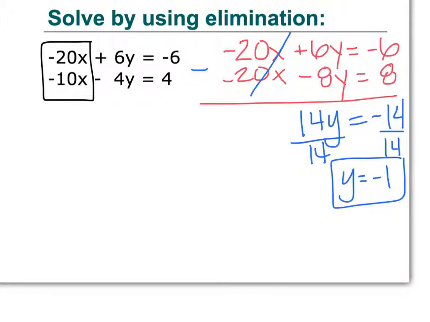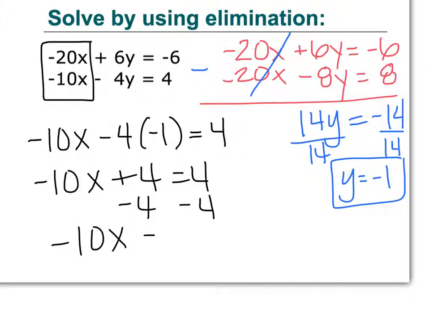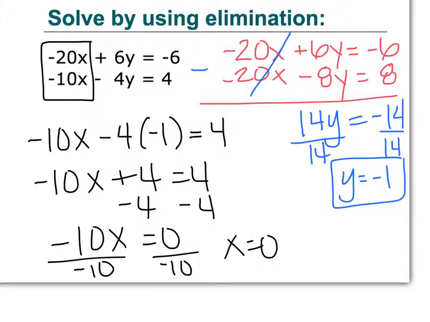Now that y is negative 1, I can put that into one of my original equations. I'll choose the bottom. So negative 10x minus 4 times negative 1 equals 4. Negative 10x plus 4 equals 4. I can subtract 4 from both sides, and I get negative 10x equals 0. Divide by negative 10, and x equals 0. So I have an ordered pair of 0, negative 1.